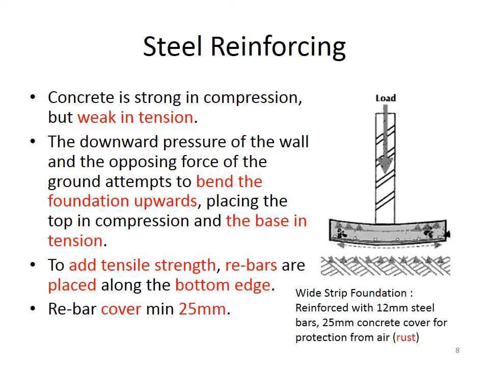Just to look in more detail now at the steel reinforcing, and this would apply to all types of concrete that might have reinforcing in it. Concrete is strong in compression but weak in tension, like we've already discussed. So if we have a look at the image on the right hand side, the load is applied, which is the wall built on top of the foundation. So the downward pressure of the wall and the opposing force of the ground attempts to bend the foundation upwards.